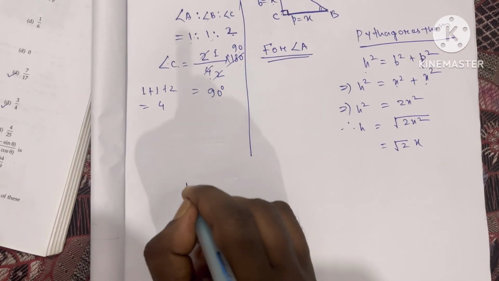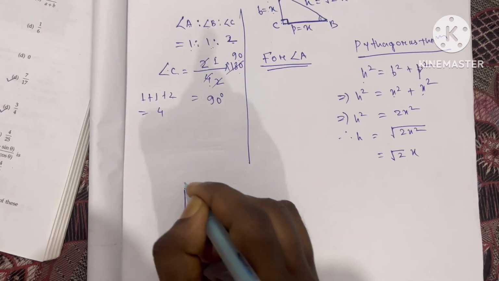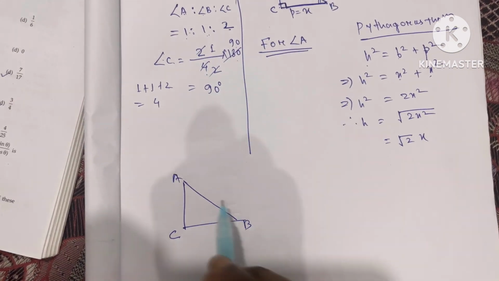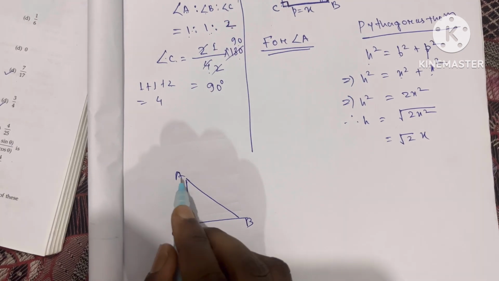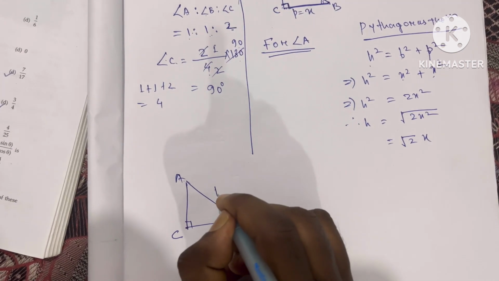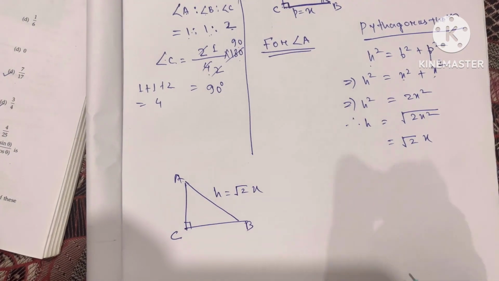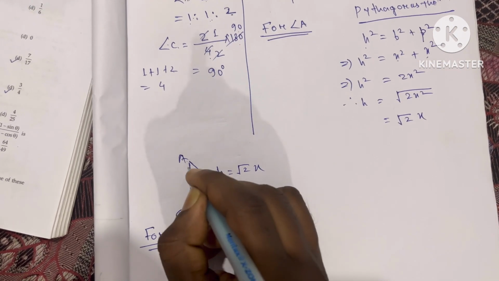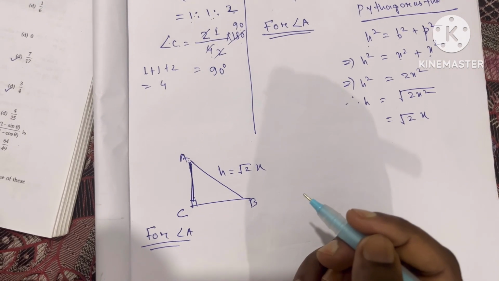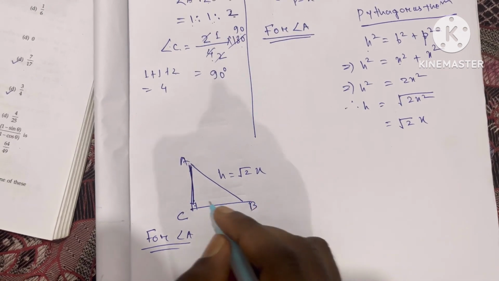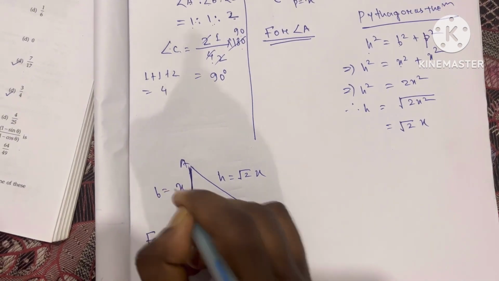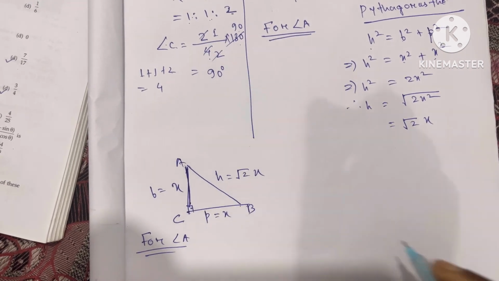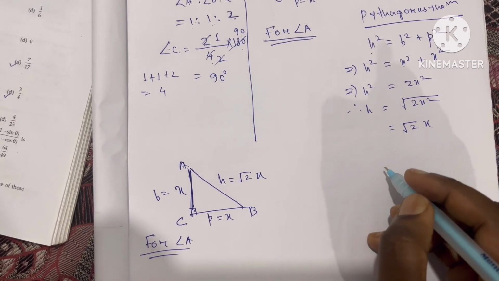So if I draw the triangle again, my triangle is ABC. C is 90 degrees, which means the side opposite C, AB, is the hypotenuse. So the hypotenuse will be root 2 x. For angle A, this is the base, as I already discussed in question number 4. For angle A, the base is equal to x, and the length of the perpendicular is also x.